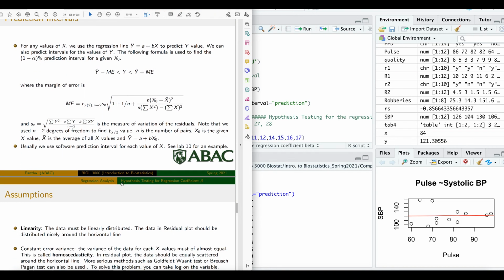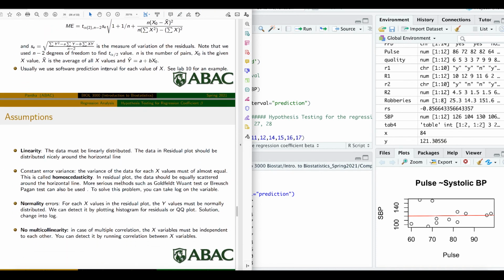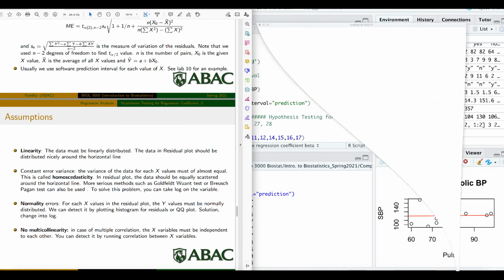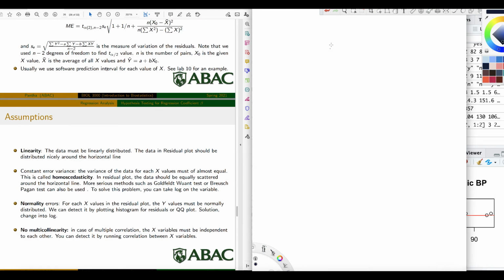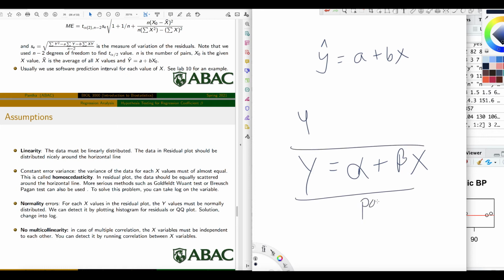Okay, so the next thing we are doing here is we want to test hypotheses for the regression coefficient. What is the regression coefficient? That is b or beta. In the population we denote it by beta, in the sample we denote it by b, right? Because y equals a plus bx. So we denote y hat equals a plus bx as the sample regression line. And so we write uppercase Y equals alpha plus beta times uppercase X. This is the regression line for the population, right?